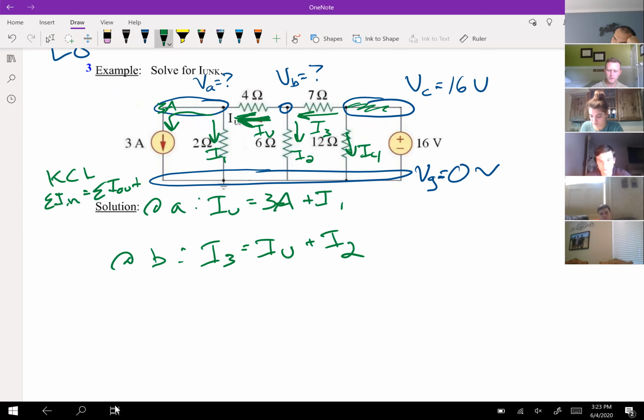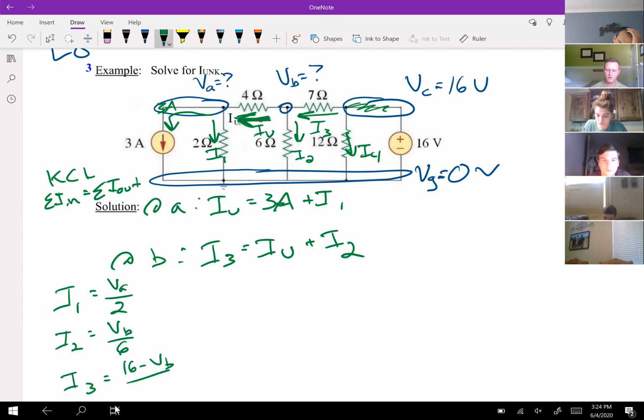So now I'll put each of these over here. I1 is going from VA down to ground, which is 0. So I'll just say VA over 2. I2 is going from VB to ground, which is 0. So we'll say VB over 6. There's the 6 ohms, there's the 2 ohms. I'm just grabbing the ones that I see. I3 is going from 16 volts to VB, which is VC. You could write VC minus VB, or if you just write 16 minus VB, that's also fine, divided by 7.